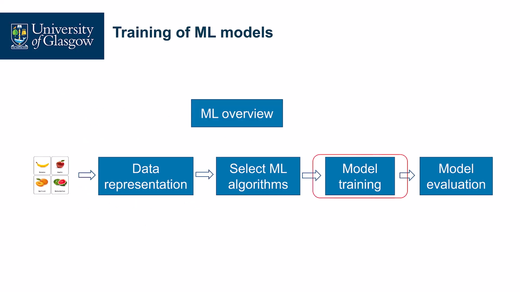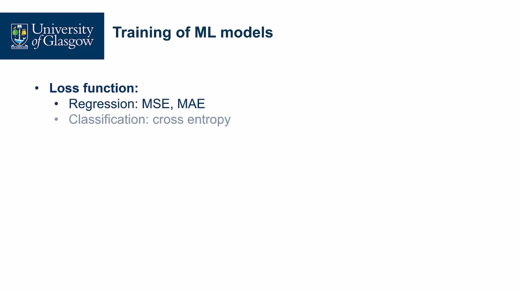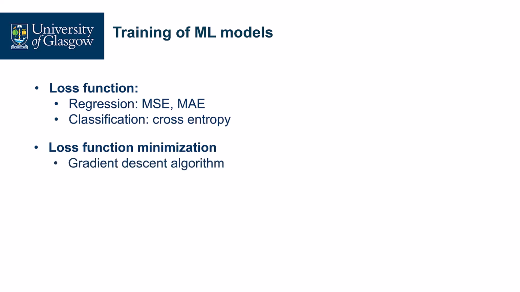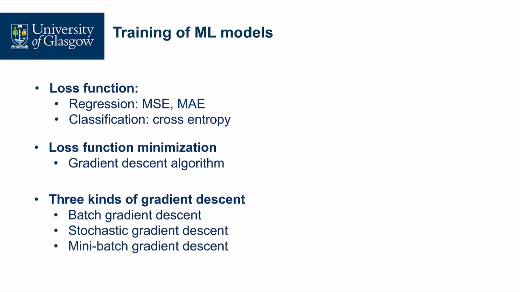The next step, we consider the model training, that is in this week. So we first introduce a loss function, right? So for regression, there are the MSE and MAE, and for classification, we introduced two kinds of cross-entropy functions, binary and multi-classes. Then we consider the minimization of the loss function, and the algorithm is a gradient descent algorithm. Then we introduced three kinds of widely used gradient descent algorithms. They are the batch gradient descent, the stochastic gradient descent, and the mini-batch gradient descent.